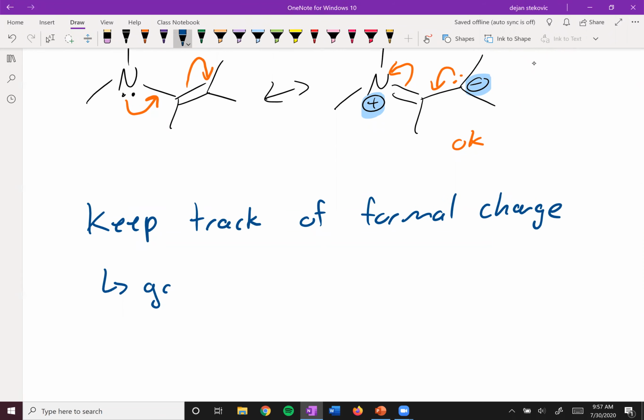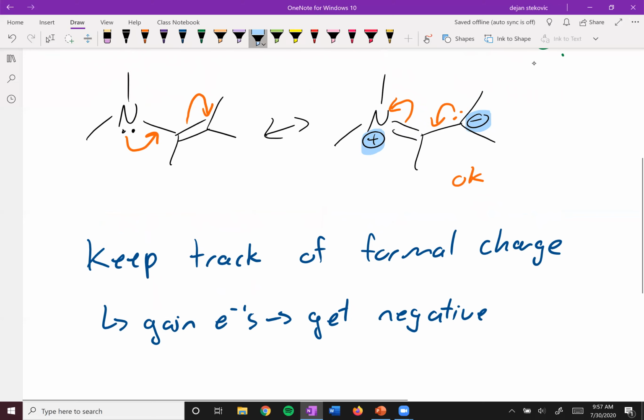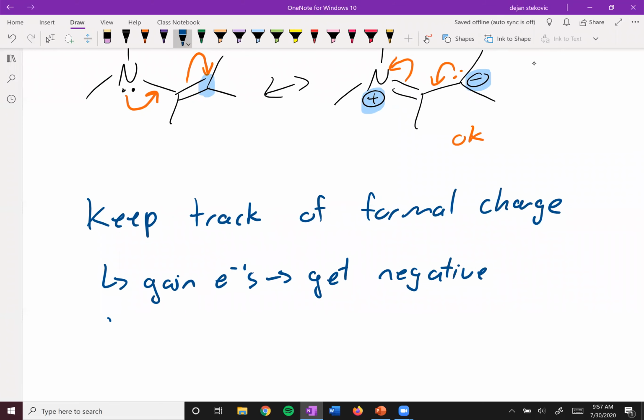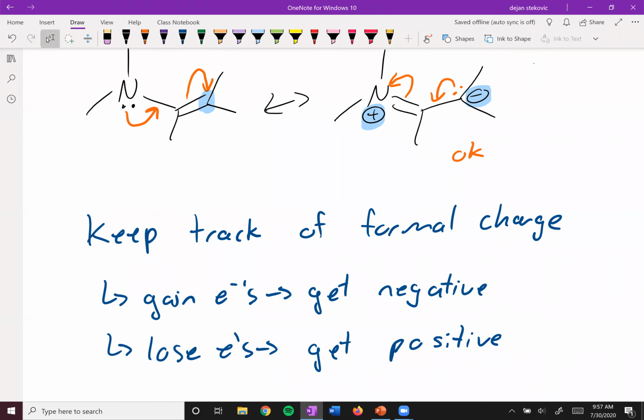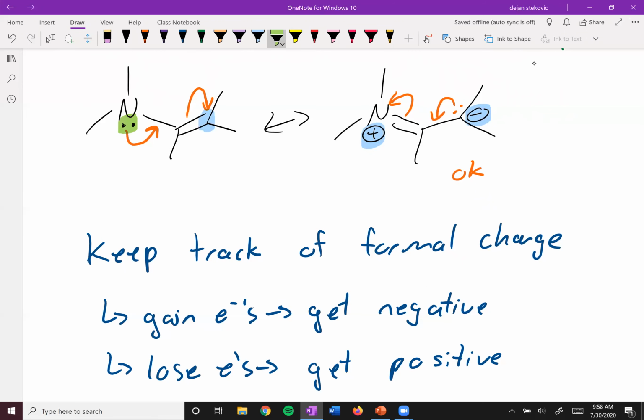So if something gains electrons, it's going to get more negative, right? So for example, this carbon right here gained electrons, and so it became negatively charged. If something loses electrons, it's going to get more positive. And we're only ever going to move in charge of plus or minus 1, right? So we're going to go from 0 to plus or minus 1, never plus or minus 2 or anything crazy like that. So you can see this nitrogen lost electrons, right? It had a lone pair. It had 2 electrons to itself, and then it went to sharing those 2 electrons. And so it lost electrons, so it got more positive.